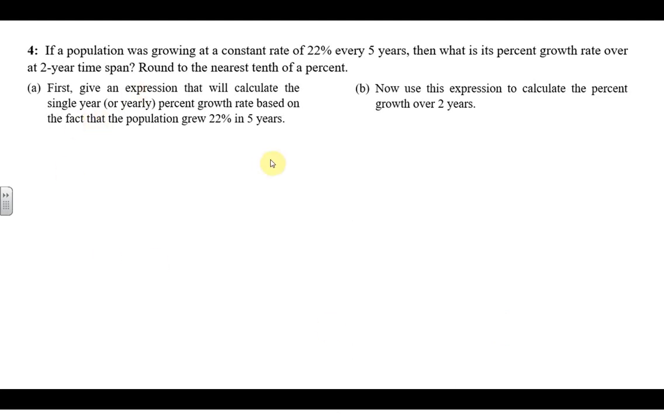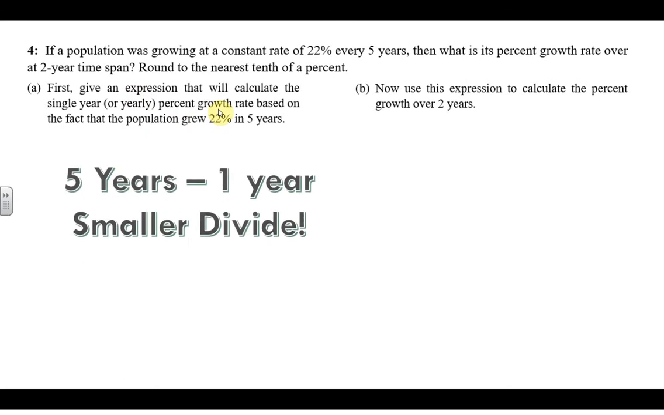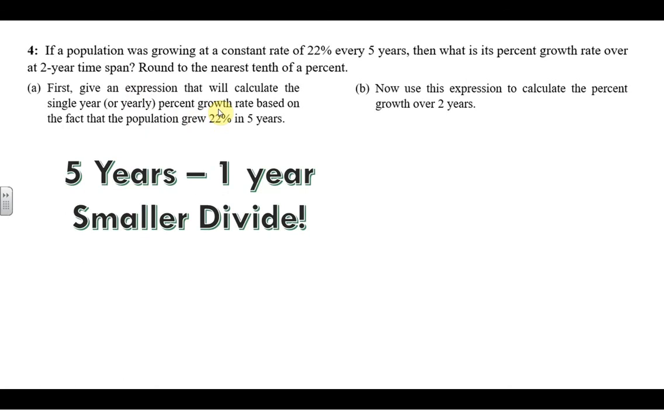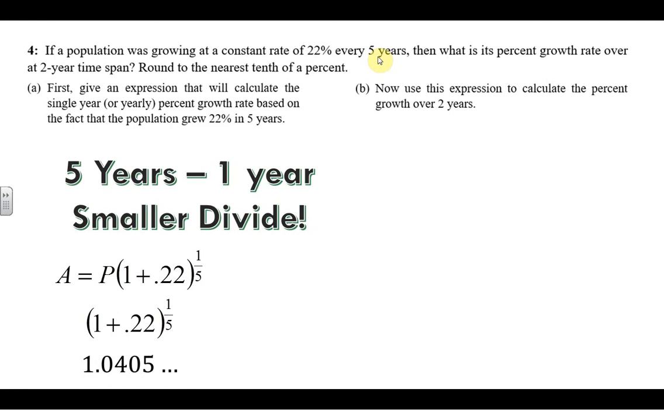So let's first focus on what would happen just a single year before we start talking about 2 years. So 1 year is smaller than 5 years, clearly. So we're going to divide our exponent. The exponent is representing 5 years, and I want to know per year, so I'm going to divide by the 5 in order to get per year. So we get that. So I know that there's a 4.1% yearly increase.